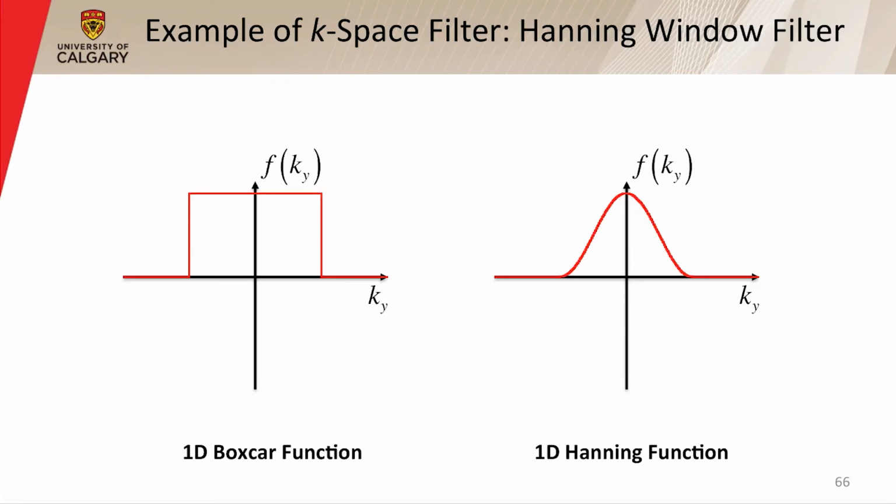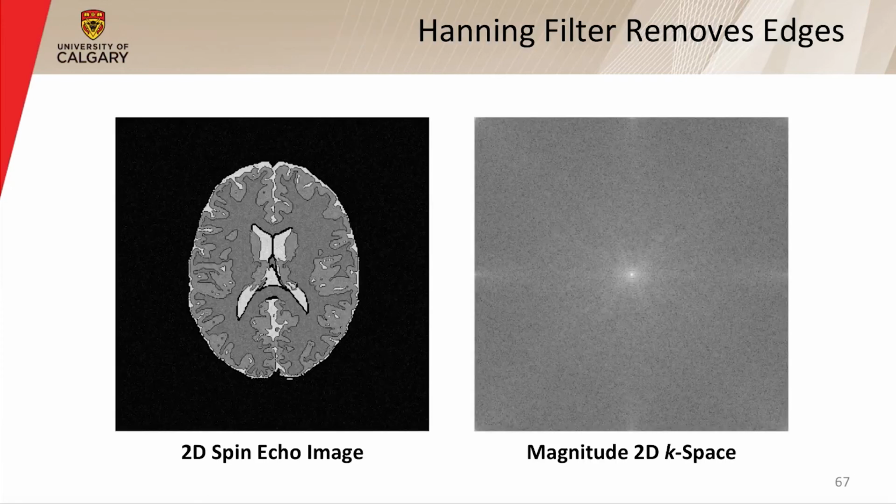Some of the things we can do to reduce that edge effect is, instead of having this boxcar sampling of K-space where we just put zeros out here and then have this sharp edge, we could apply a filter. In this case, this is just an example of a Hanning function. So basically it's 0 out here, and then it goes to 1 here, and then goes back to 0 here. So instead of sharp edges, it gives us a smoothing function.